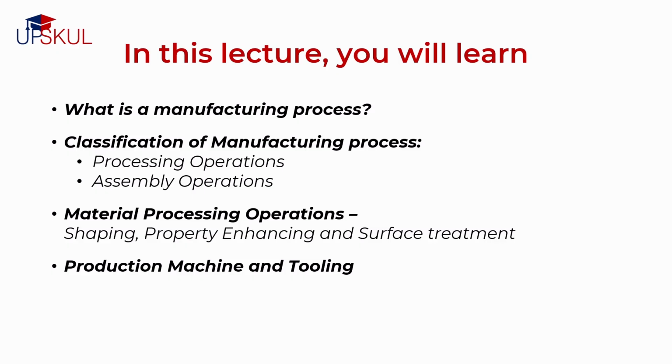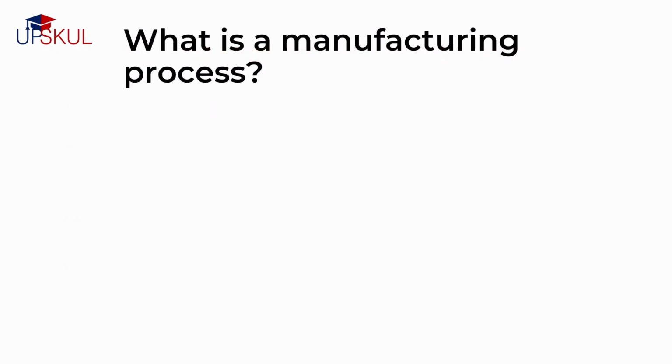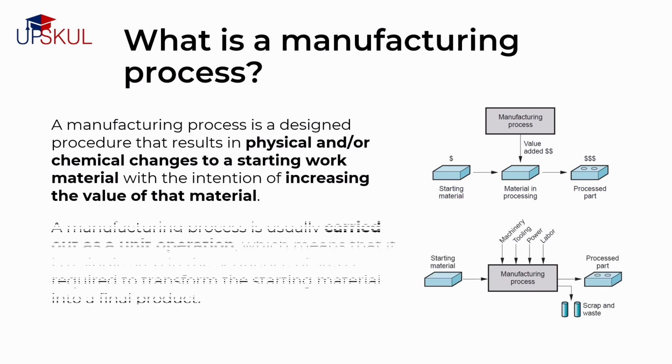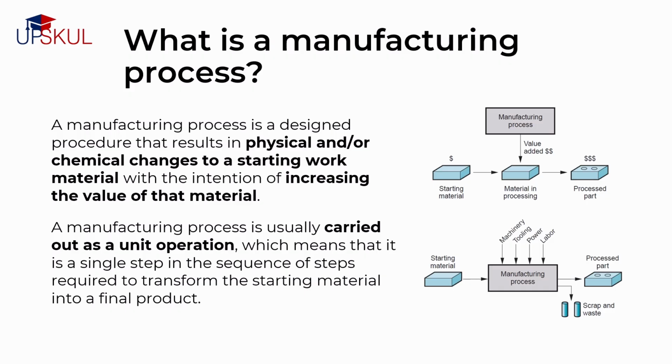So, what is a manufacturing process? A manufacturing process is a designed procedure that results in physical or chemical changes to a starting work material with the intention of increasing the value of the material. A manufacturing process is usually carried out as a unit operation, which means that it is a single step in the sequence of steps required to transform the starting material into a final product.